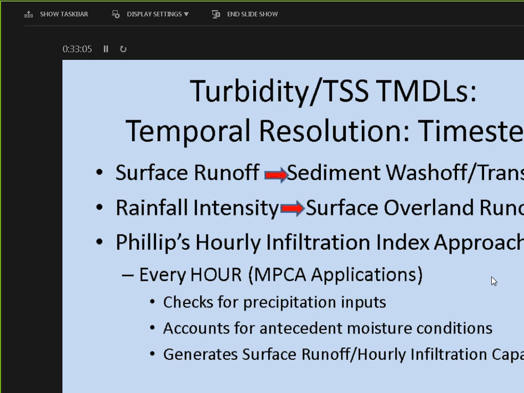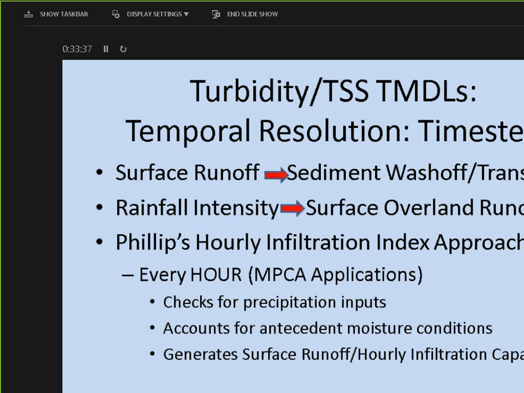So I want you to keep that in mind as I'm talking about some of the reasons we want a model that uses an hourly time step. Again, if we're tasked with coming up with sediment daily loads, we're going to have to be able to deal with days where there are storms, because surface runoff tends to drive surface wash-off and transport, and rainfall intensity tends to drive surface overland runoff.